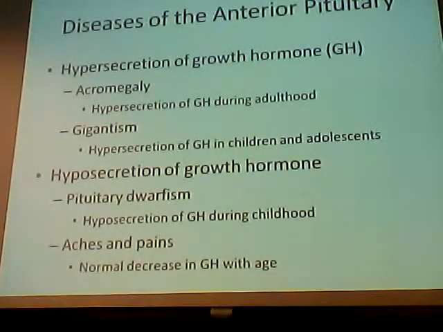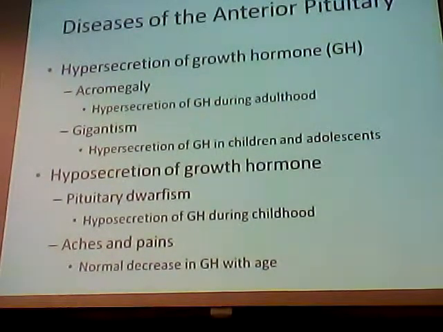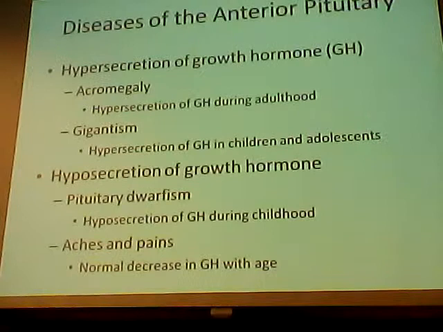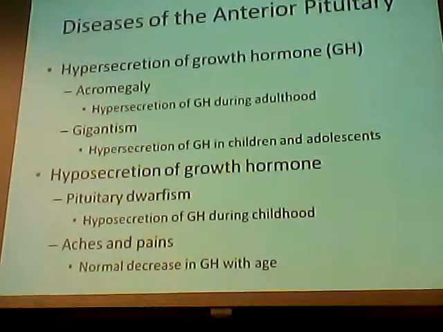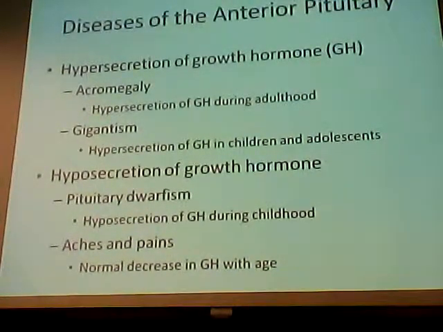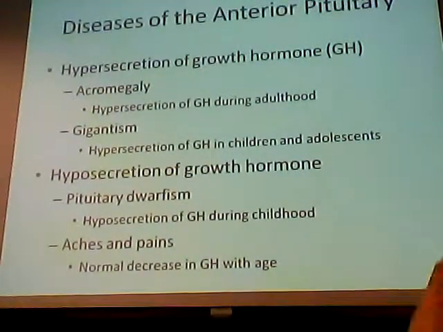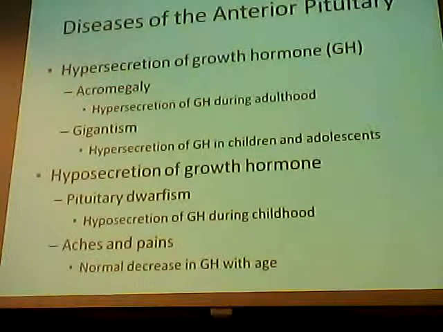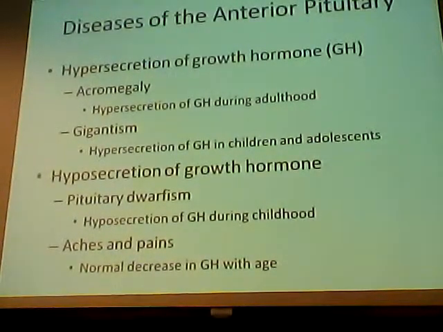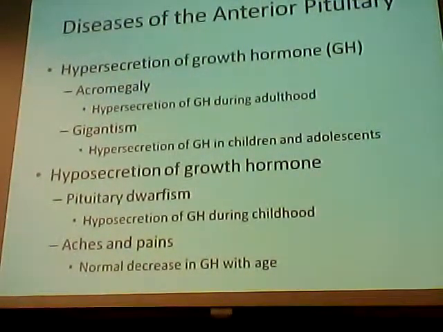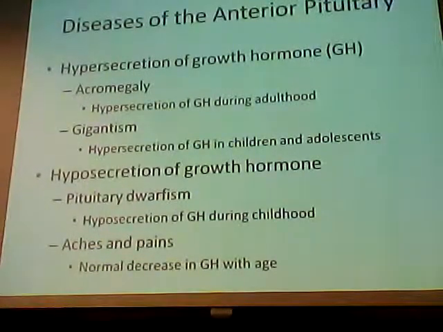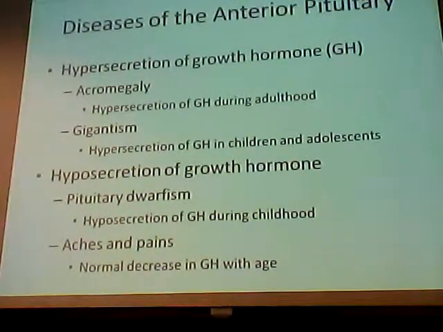So if you have too much growth hormone, acromegaly versus gigantism. Acromegaly is during adulthood. Gigantism is for kids. And then hyposecretion is pituitary dwarfism for kids. And that's another example of dwarfs, whereas remember, achondroplasia was an autosomal dominant genetic disorder that led to dwarfism. So this is purely endocrine, completely different than genetic. And then aches and pains if it's with age.